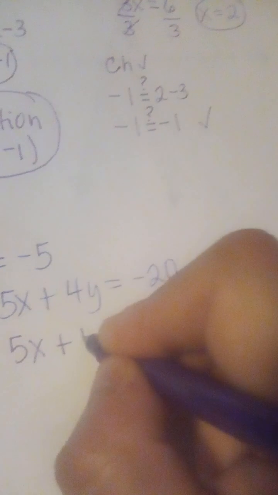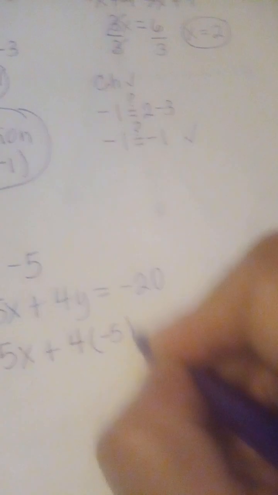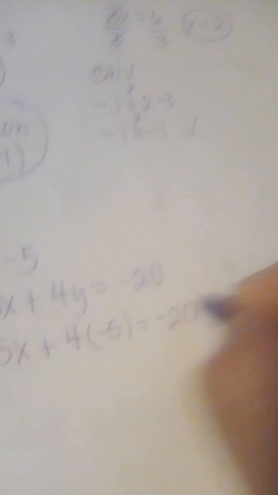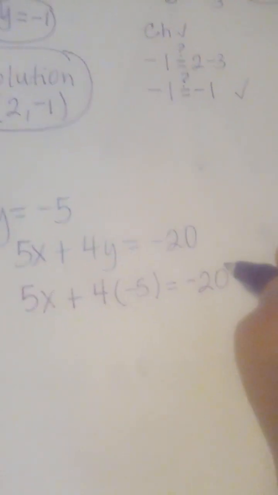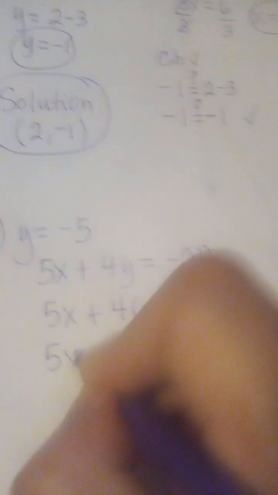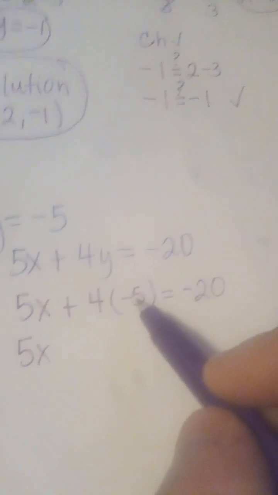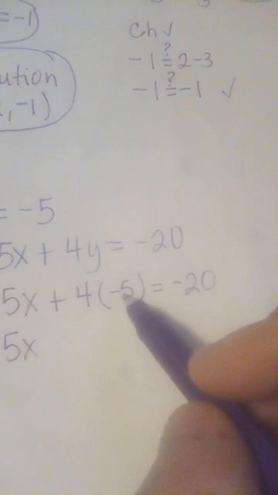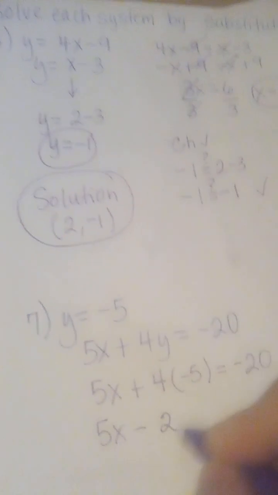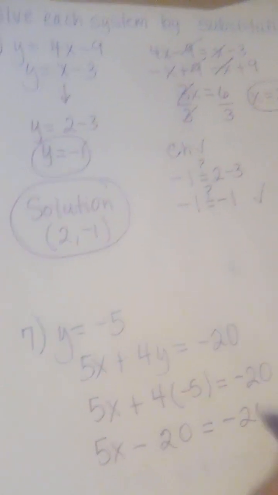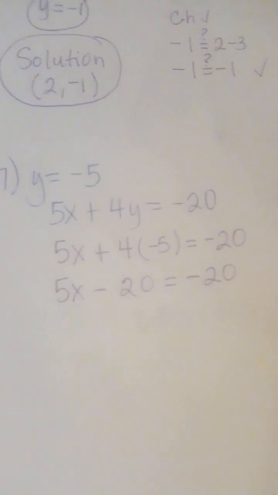5x plus 4, what's the variable for y? Negative 5 inside the parenthesis. Then I'm going to bring down a little bit. We'll multiply. What is a positive 4 times a negative 5? A negative 20. Make sure I got this right. A negative 20, that is correct. Equals negative 20. We're almost done cleaning this up a bit.